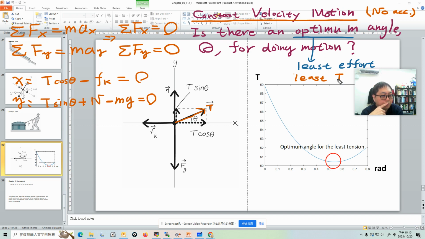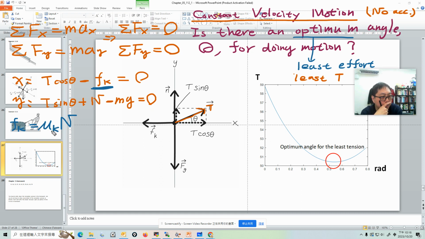Here we need to do more algebra work. For example, we want to replace the friction force. The friction force, like I said, is proportional to the normal force: the normal force times the kinetic friction coefficient.